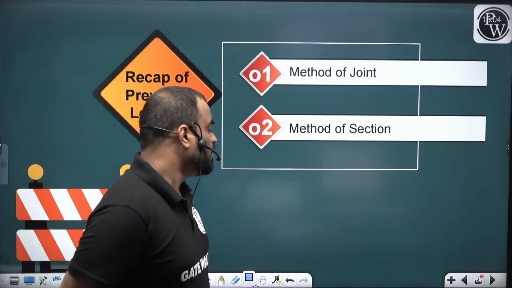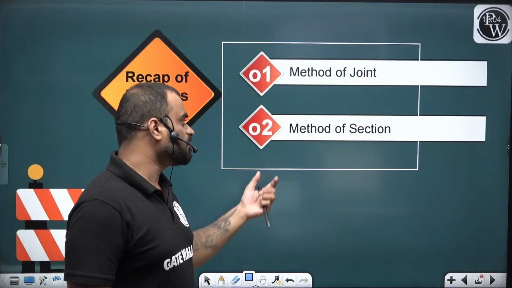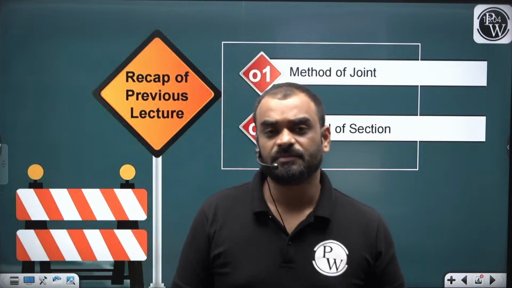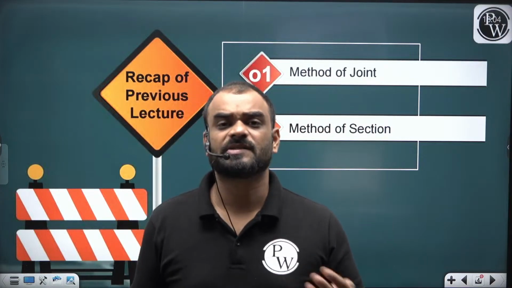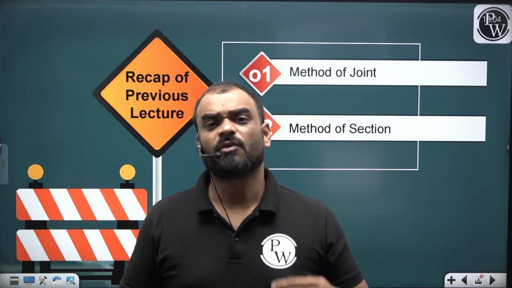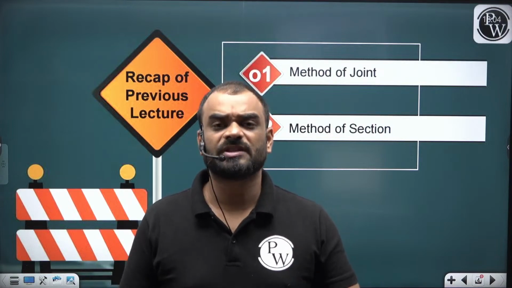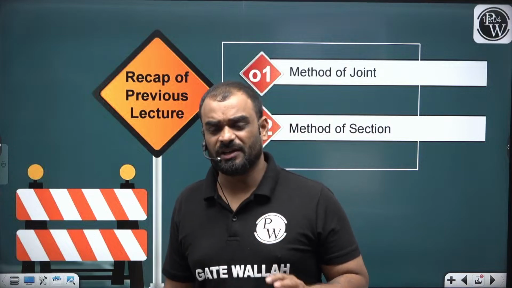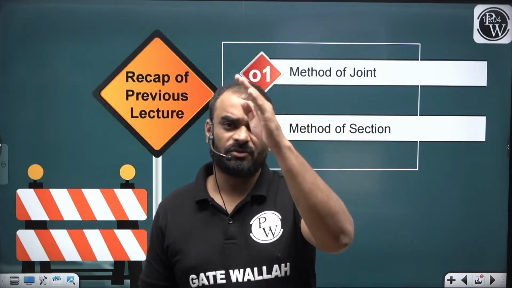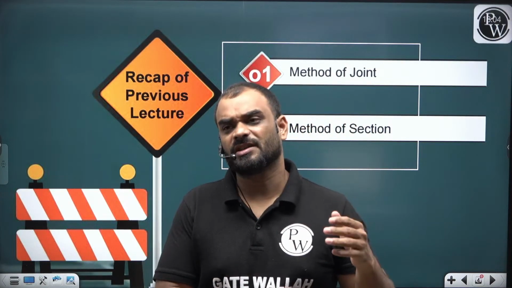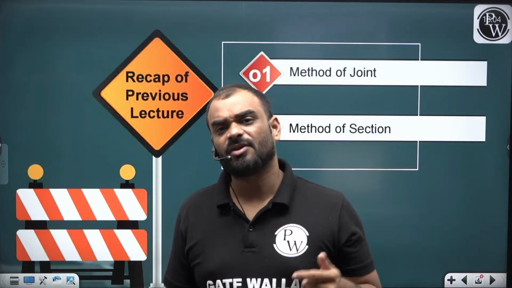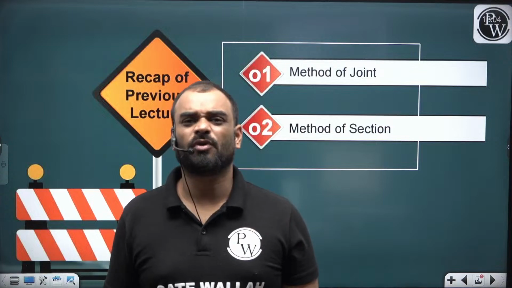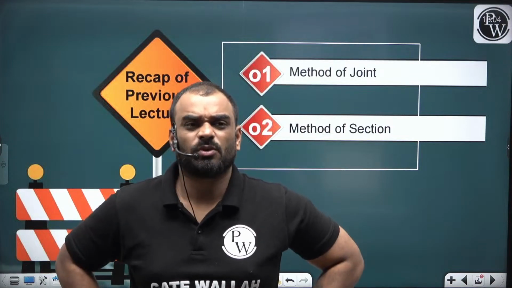Okay sir. Now guys, there is one more point with respect to the method of section. You know that we need to cut a section in a structure or truss where we want to find the forces in the members, right? This particular section can be of any shape, like vertical or horizontal, or zigzag, right? It may be curved also, like a half circle. Whatever shape you want to draw, you can draw it. There is no problem.